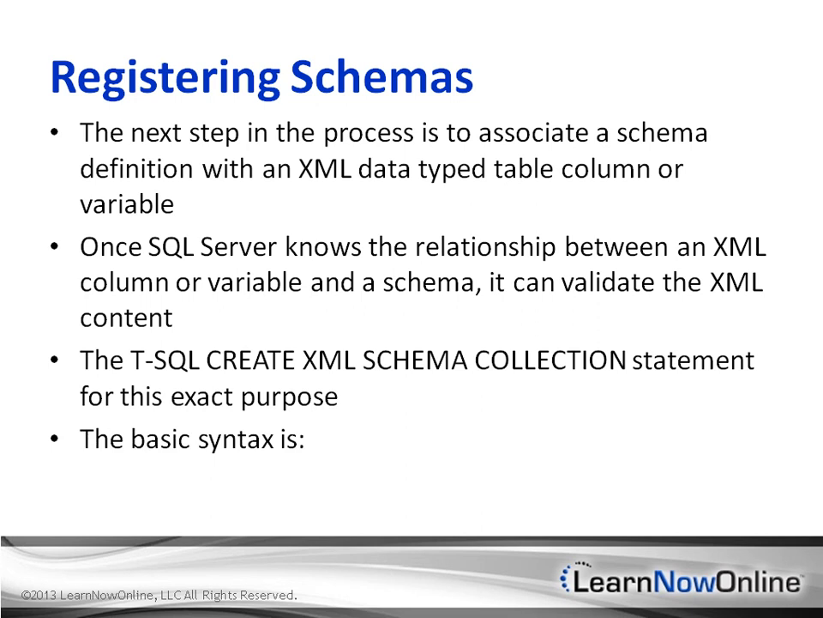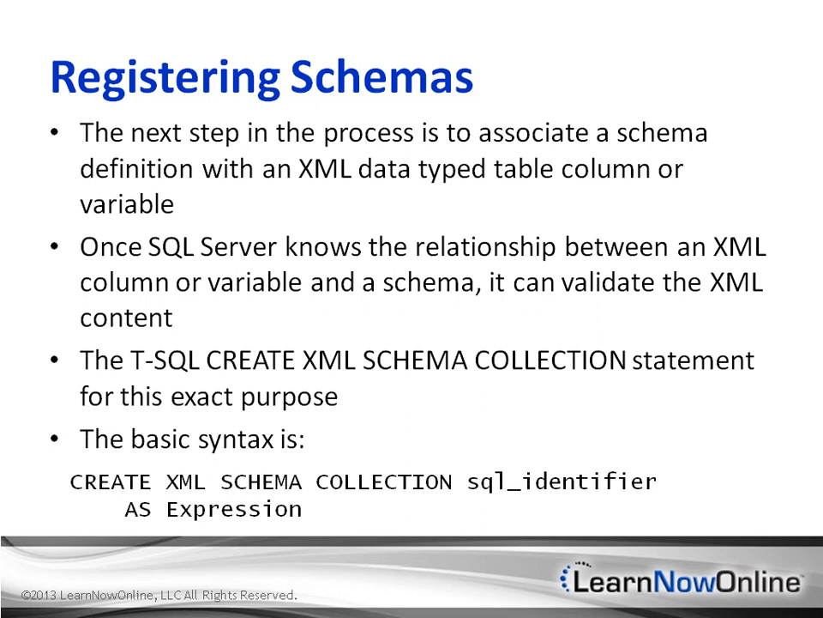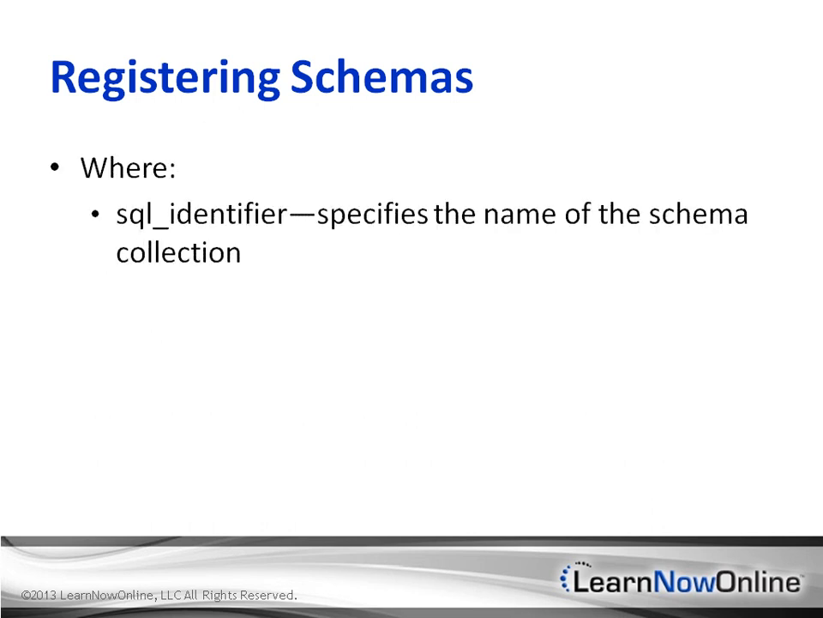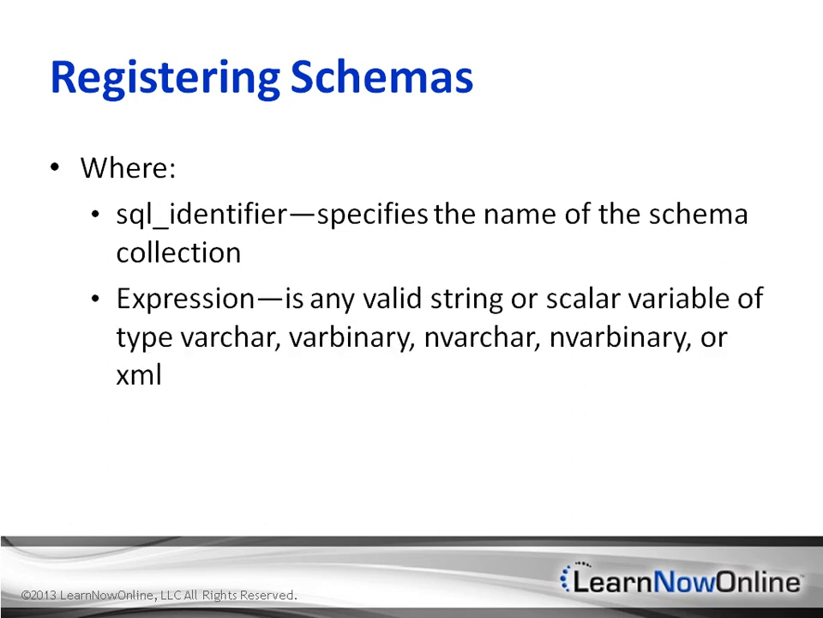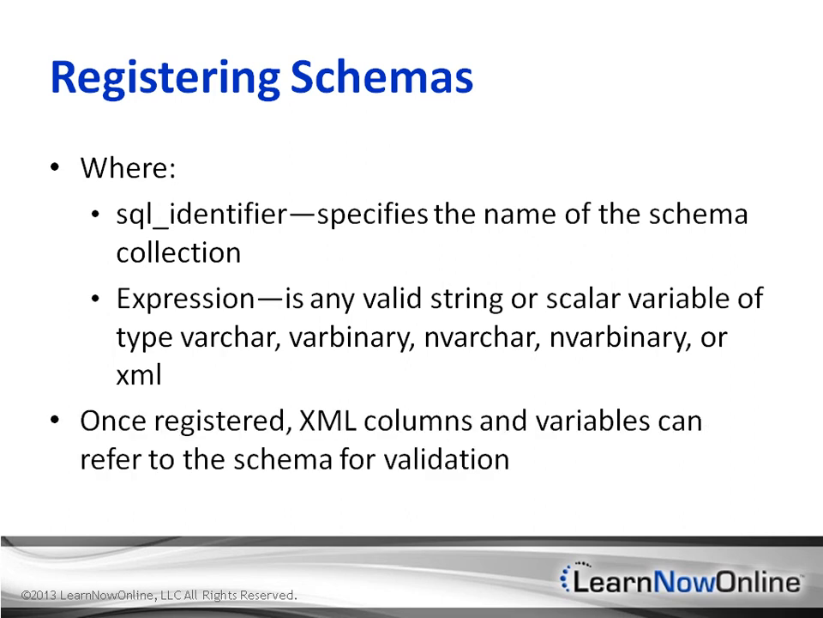The basic syntax is the following. CREATE XML SCHEMA COLLECTION, we give it an identifier and we give it the expression. That identifier is the name that you provide to the schema collection, and the expression is any valid string or scalar variable of type varchar, varbinary, or XML. And once it's registered, the XML columns and variables can refer to the schema for validation.